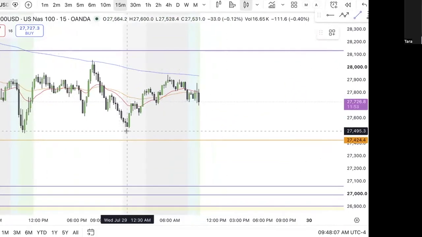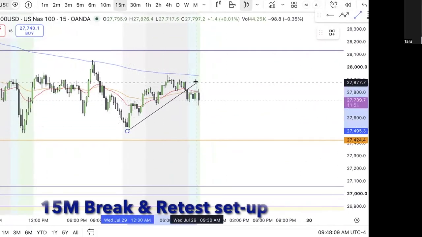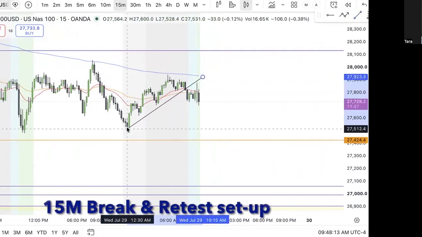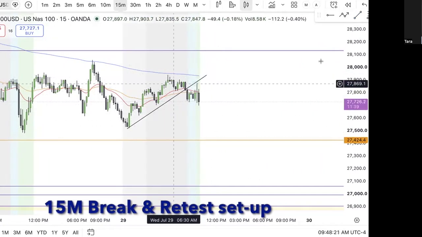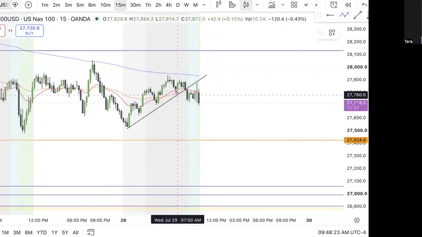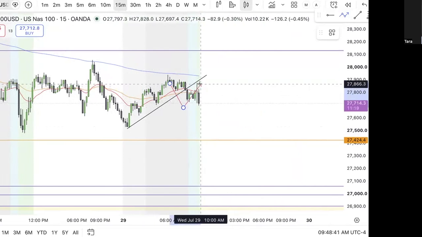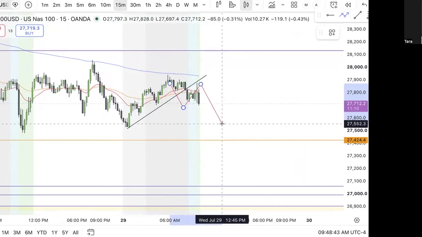Okay, we'll start out by taking a look at the 15-minute time frame. We're going to go ahead and draw our trend line. We can see that one can be drawn here, and looks like we have our 3 touches. And we can see that price broke here, and we're retesting and hopefully continuing to the downside.